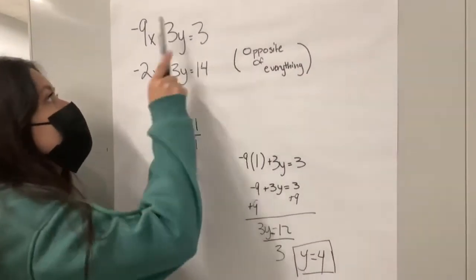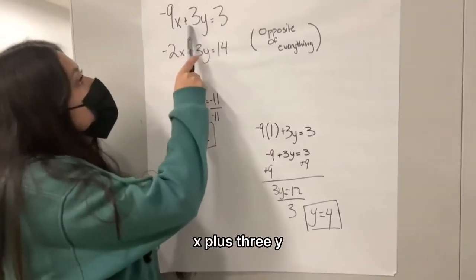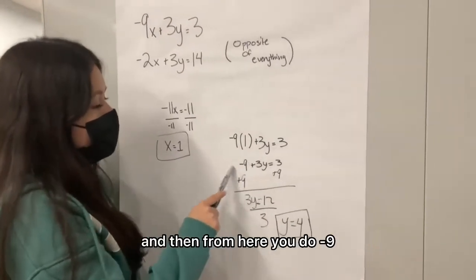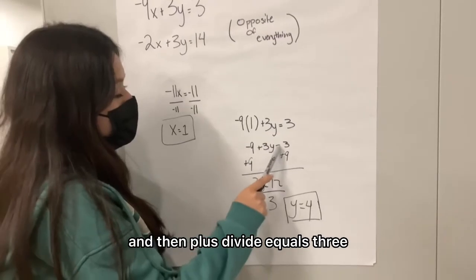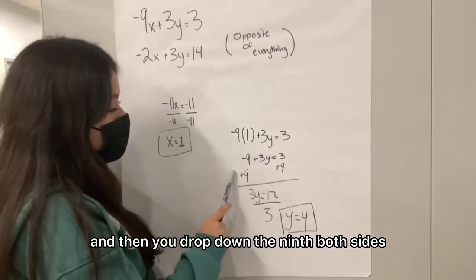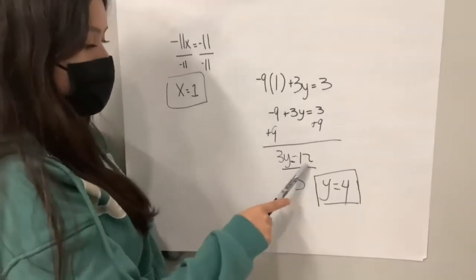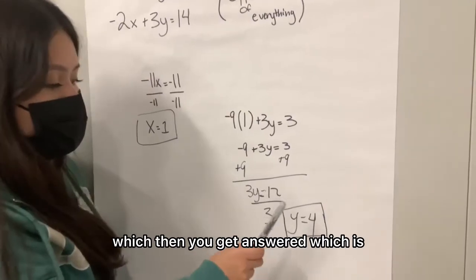equations, and one of those equations is going to be this one. So the equation that we're going to plug it into is negative 9x plus 3y equals 3. So we're going to plug in the x right here, and then from here, you do negative 9, and then plus 3y equals 3, and then you drop down the 9 to both sides, and then from there you do 3y equals 12. And then you divide both sides by 3, which then you get your answer, which is y equals 4.